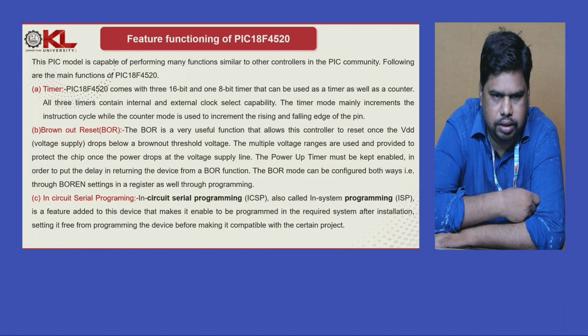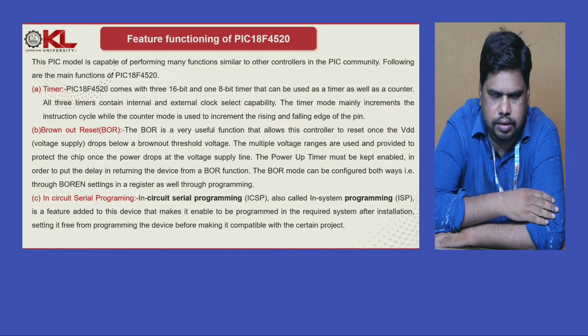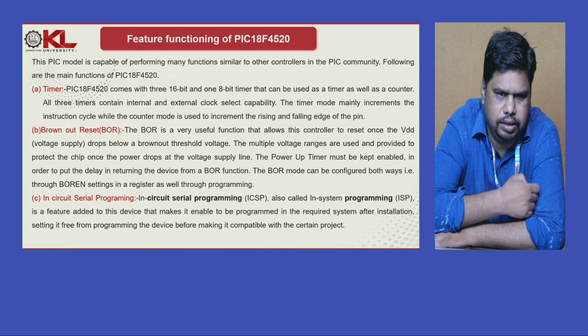So brown out reset is a very useful function that allows this controller to reset once when the supply voltage drops below a brownout threshold voltage. So you know that it works with a variable voltage range from 2 to 5.5. A timer is kept enabled, and when it sees that the voltage is below a certain voltage, it will automatically reset the microcontroller.